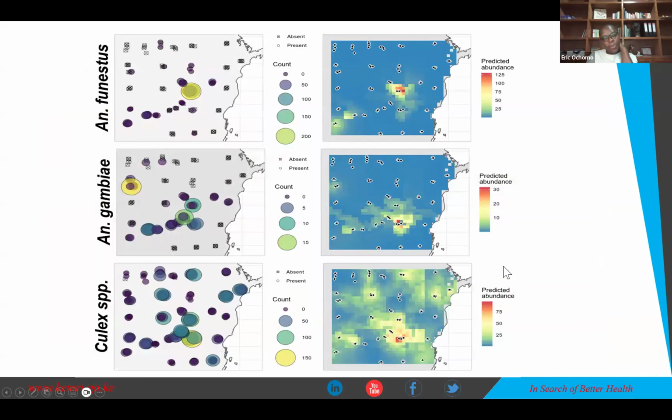When we model this in terms of predicting the abundance of Anopheles funestus and Anopheles gambiae, we see this clustering effect, which means that you're likely to see Anopheles funestus in very, very clustered areas, similar to gambiae. You have a few spots that are outside of the common line, but you're likely to see this clustering effect, which you will not see with Culex.